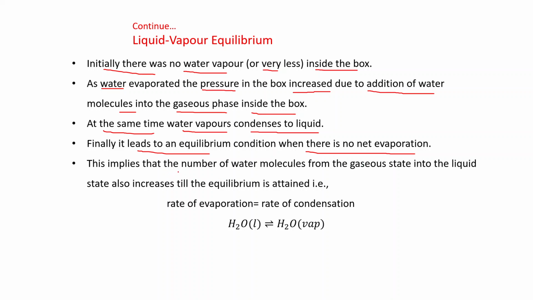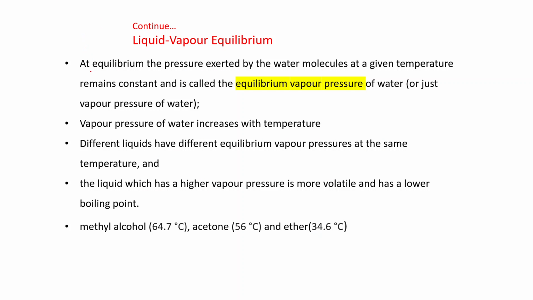This implies that the number of water molecules from the gaseous state into the liquid state also increases till the equilibrium is attained. That is, at equilibrium, the rate of evaporation becomes equal to the rate of condensation. Or we can say this reaction can be represented as H2O liquid in equilibrium with H2O vapor phase. At equilibrium, the pressure exerted by the water molecules at a given temperature remains constant, and this pressure is called equilibrium vapor pressure of water or just vapor pressure of water.